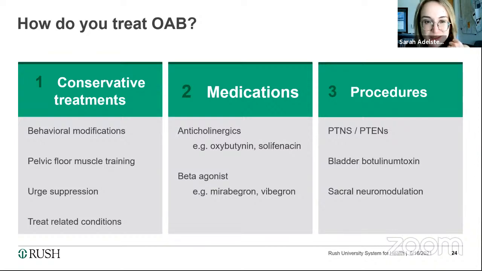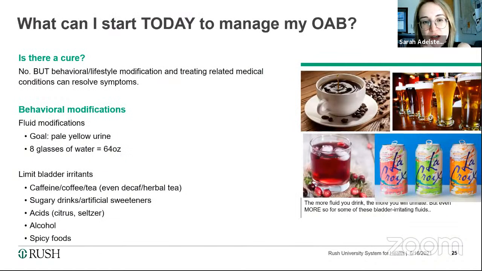So lots of options. What can you do today to start managing overactive bladder? Is there a cure? Not really, okay? But if these conservative treatments are taken pretty seriously, that's actually probably the closest thing to a cure, right? Optimizing those other medical problems and making some lifestyle changes at home. So what do I mean by that?